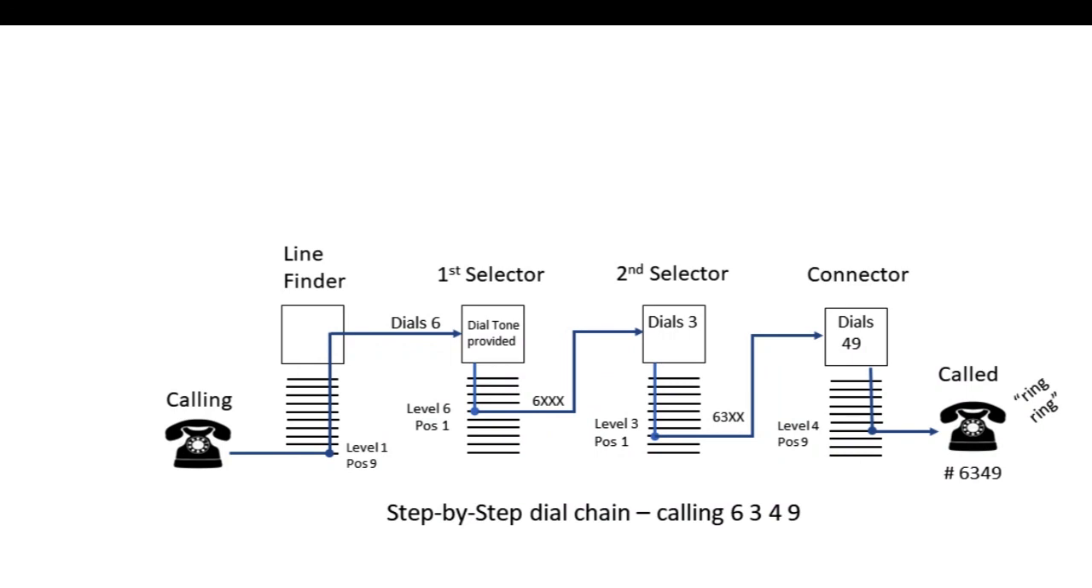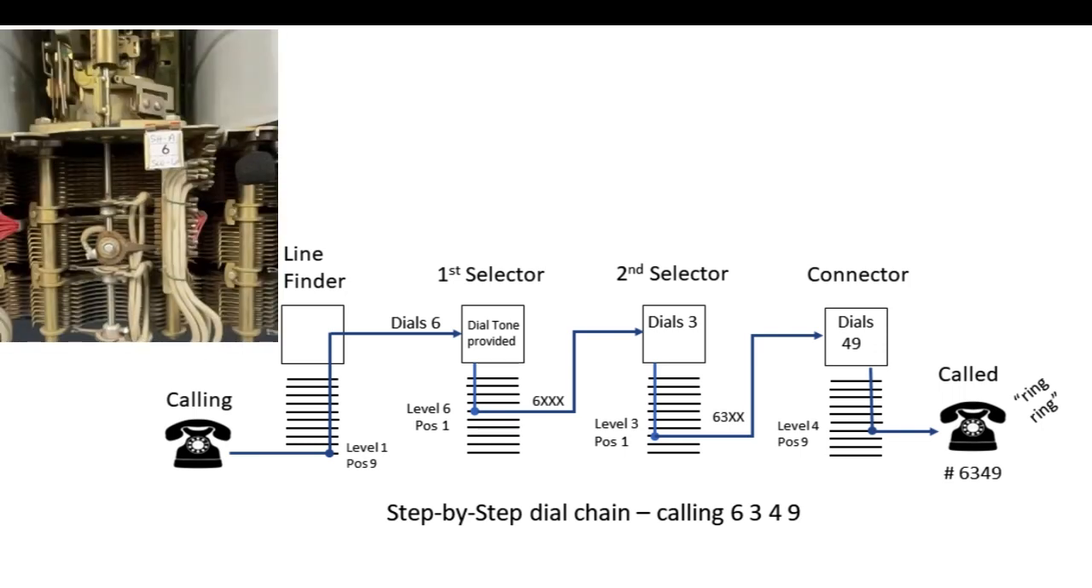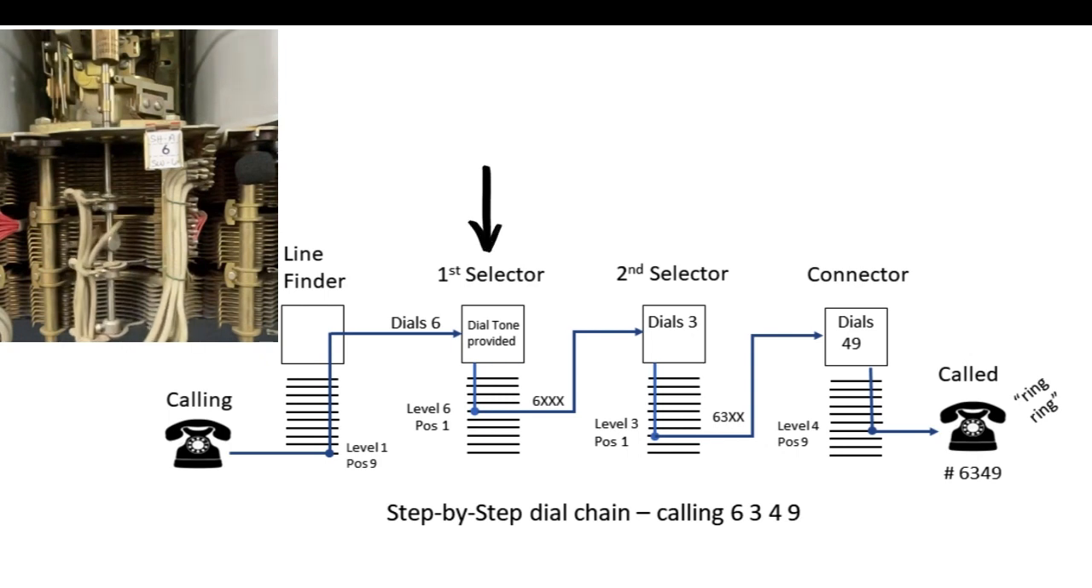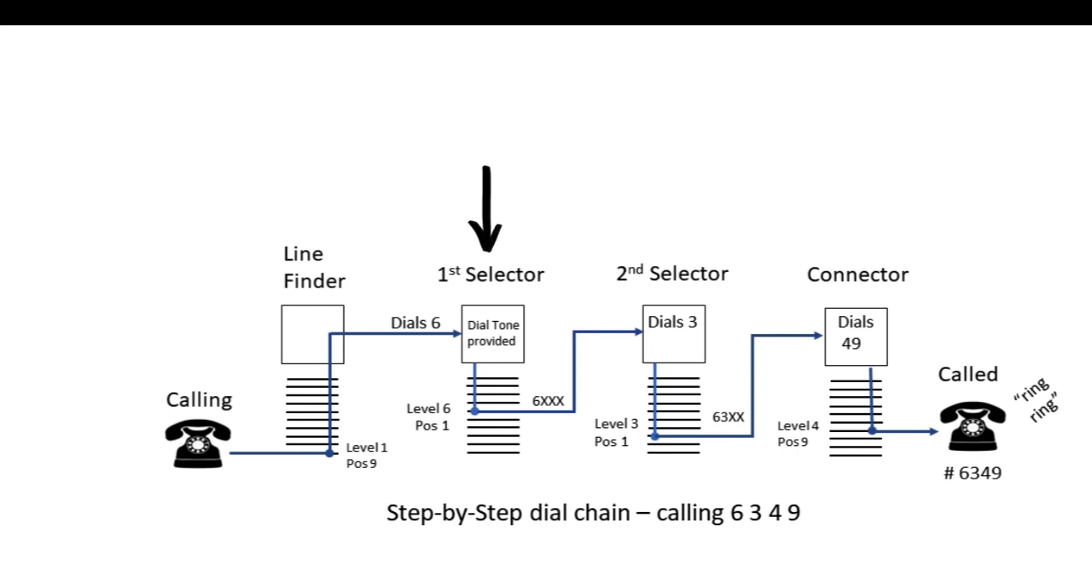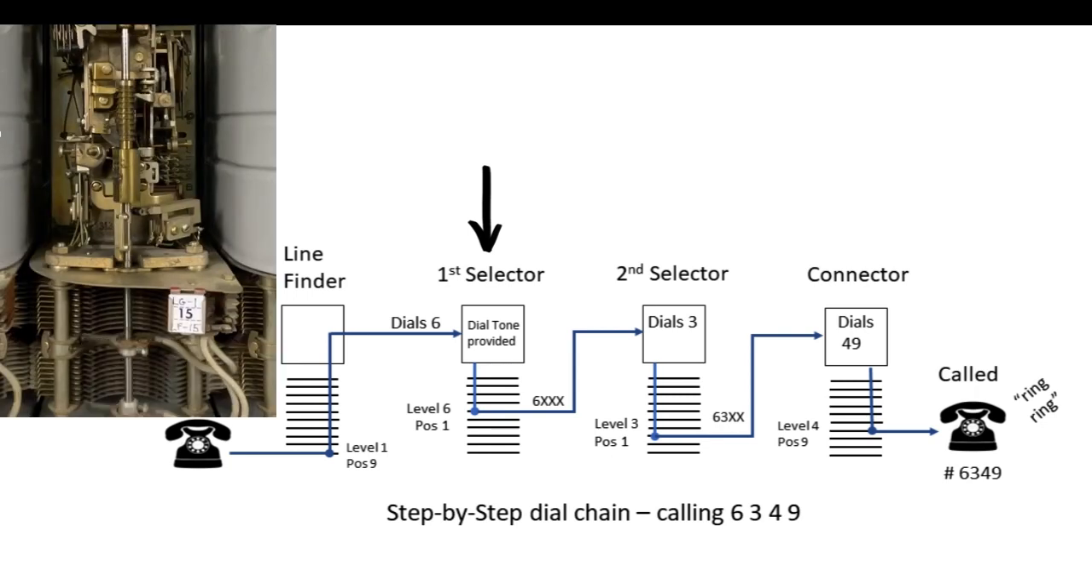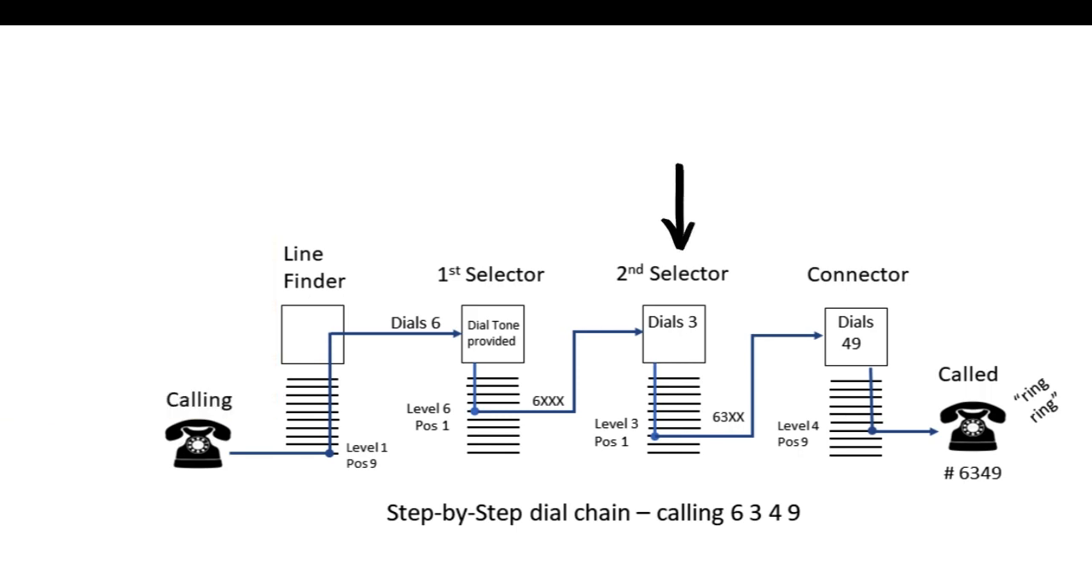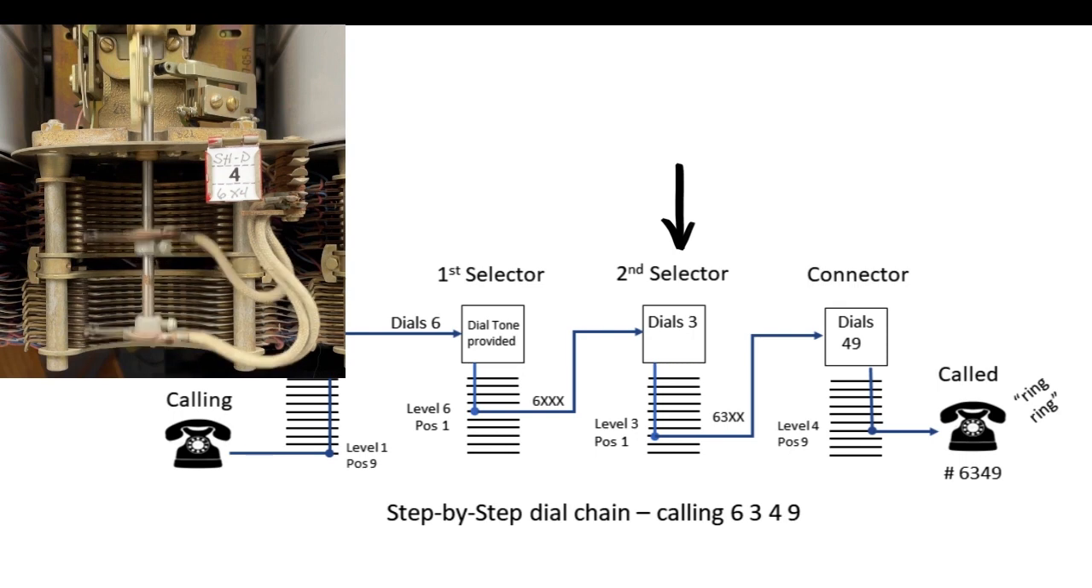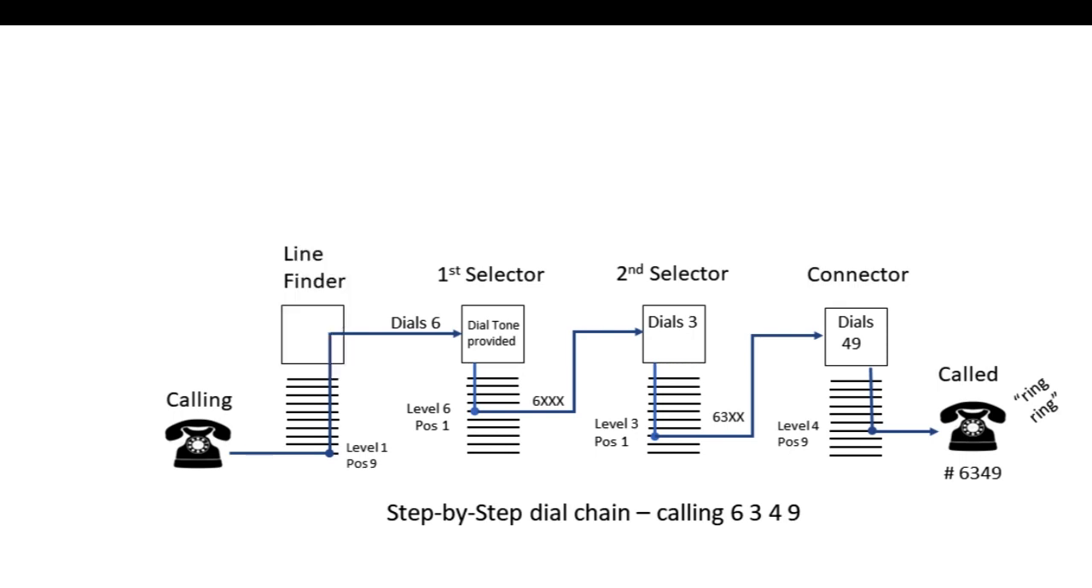Let's review the process. As soon as the caller goes off hook, the line finder searches for the line. Once found, the first selector is connected to the subscriber and provides dial tone. The first digit is dialed, a 6, and the switch hunts for an idle second selector. This switch accepts the second digit, a 3. Then it hunts for an idle final connector. This switch accepts the last 2 digits, a 4 and a 9.